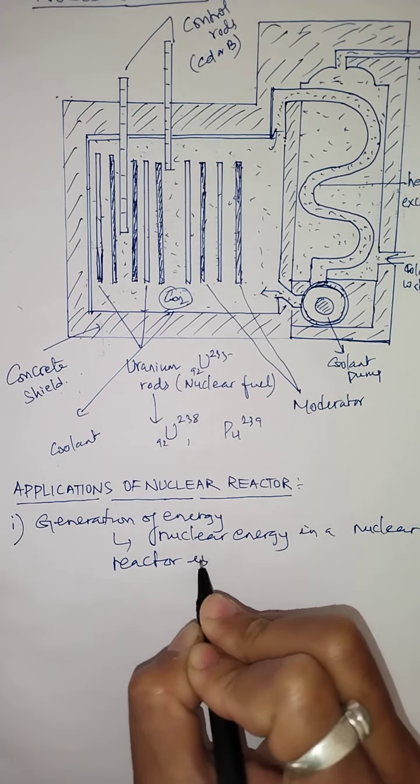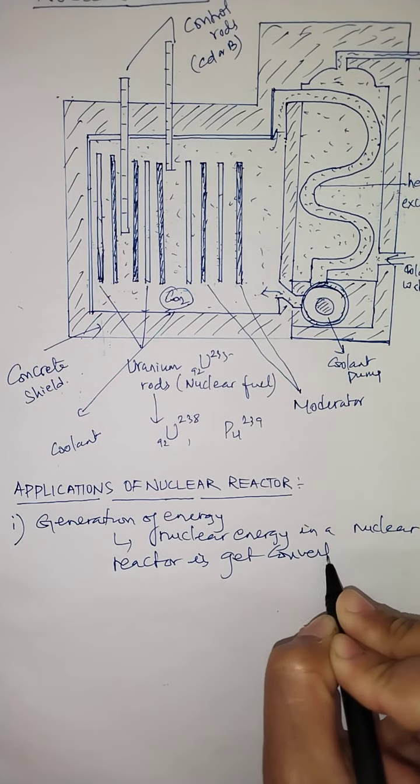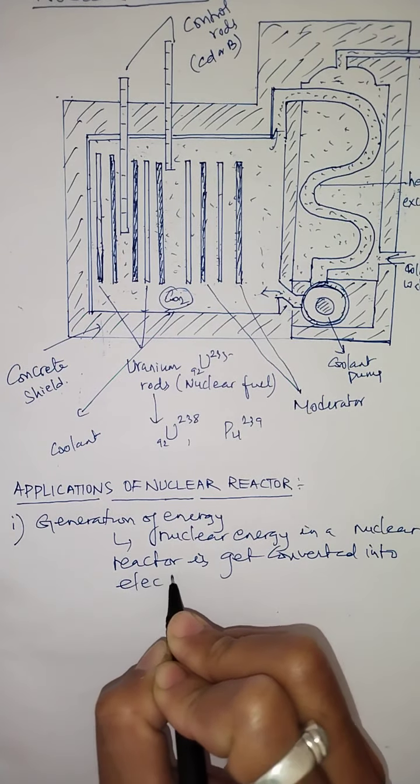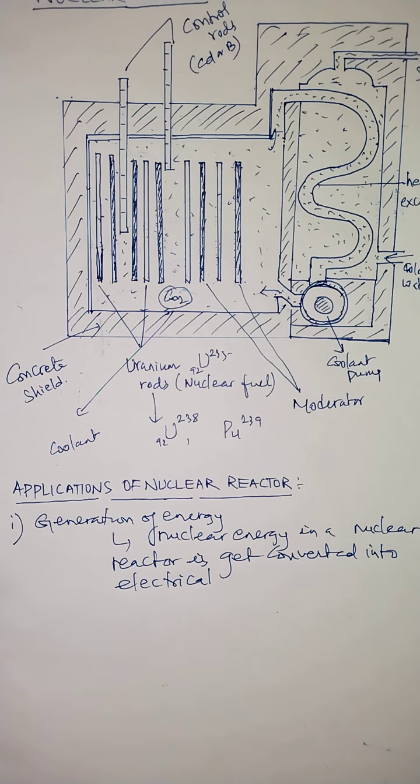Nuclear energy in a nuclear reactor gets converted into what energy? Electrical energy. So as I said already, one use of a nuclear reactor is to generate electricity in the form of energy. That's why it is used in power stations also. A nuclear reactor is used in power stations to generate electricity on a large scale, which runs what? Industries also.